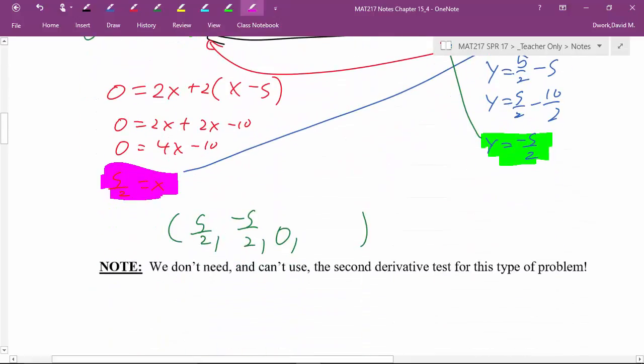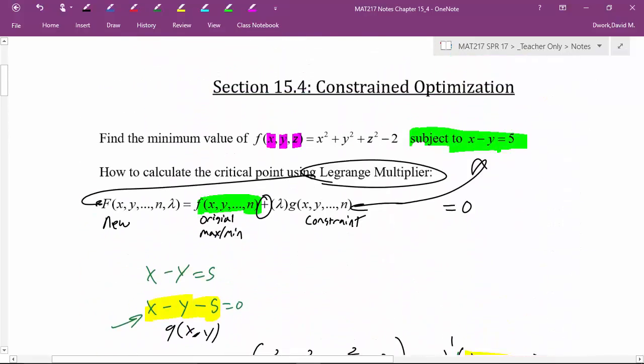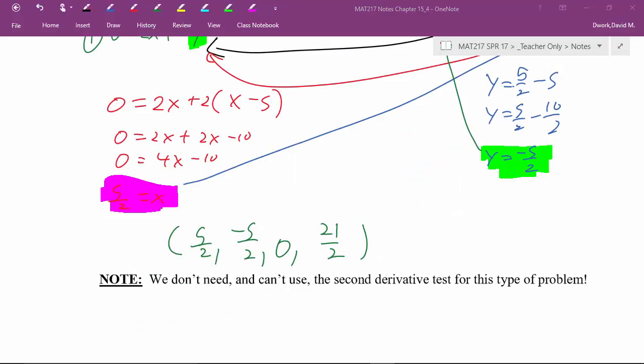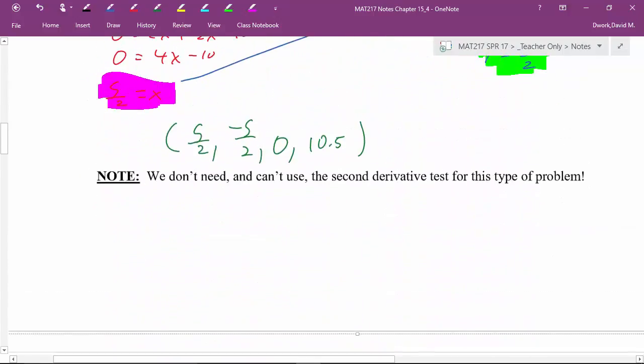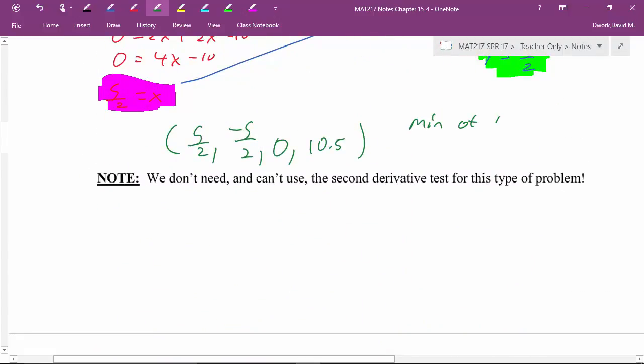I now need to take these values and sub them back into the original equation to get its value. Let me do that off-screen. I'm going to pause the video. And I got 21 halves, which is the same thing as 10.5. So either which way, I now have my answer. The critical value occurs at 5 halves, negative 5 halves, 0, 10.5. This problem specifically asked for a minimum, so I am going to have a min of 10.5 at 5 halves, negative 5 halves, 0.